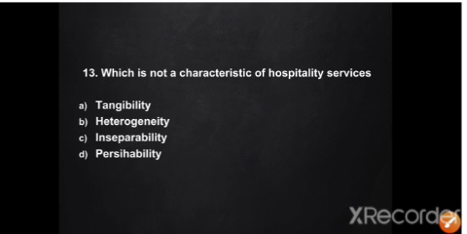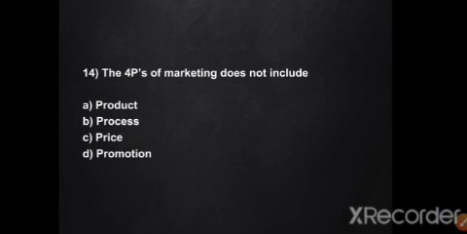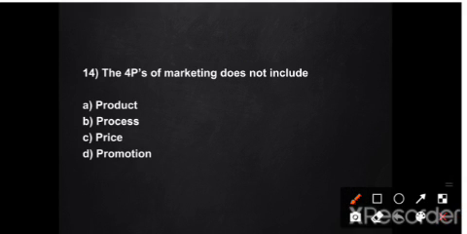So moving further, the 4 P's of marketing doesn't include A, product, B, process, C, price, D, promotion, and the correct answer would be B. So process is not among the 4 P's of marketing. It is product, price, place and promotion. So this is again a question from the marketing part of tourism.